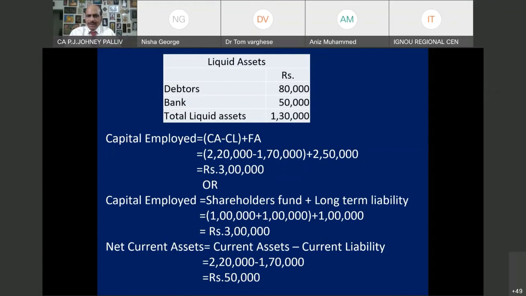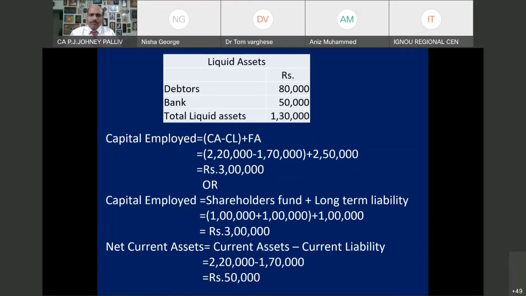I repeat, capital employed is the capital invested by the owners and the amount from long-term borrowings. That is why the shareholders' capital plus reserves and surplus plus debentures, that is long-term borrowings carrying interest, is 3 lakh. In other words, capital employed is equal to fixed assets plus working capital. Working capital is CA minus CL. That is 3 lakh. This is how you have to find out the capital employed.